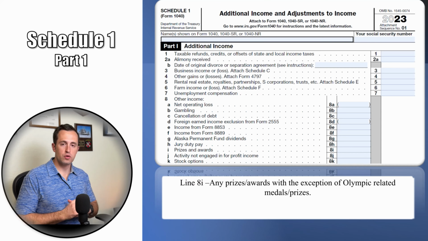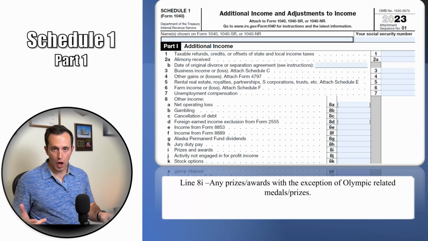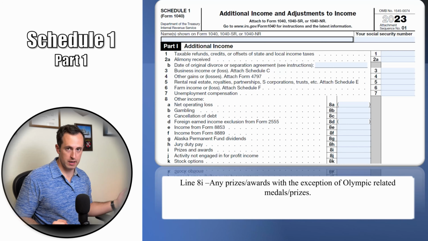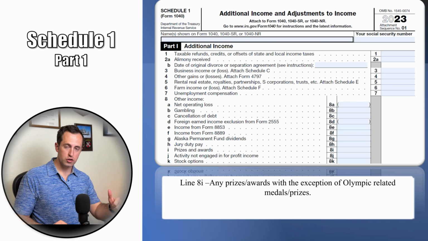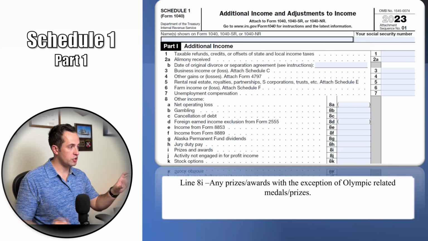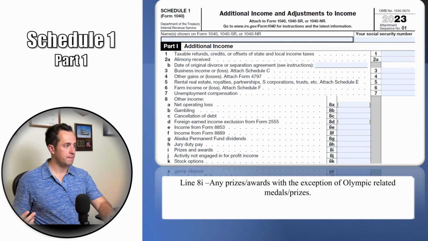8I, basically this is any sort of prizes or awards that you get, with the exception of Olympic-related medals or prizes. So with the U.S. Olympic Committee, if you were involved in regular Olympics or the Special Olympics, that information is going to be covered in a later part of line 8.